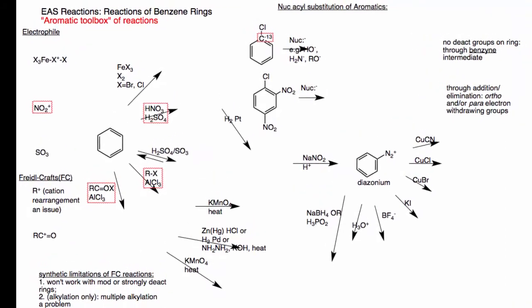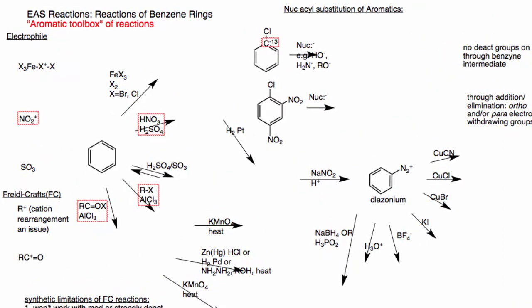Today we're going to be talking about our aromatic toolbox, that is, all of the different reactions we can use to react benzene and substituted benzene rings to convert one to the other. This is an overview of reactions that occur primarily in Chapter 22, but also in Chapter 23 of your Carey textbook.